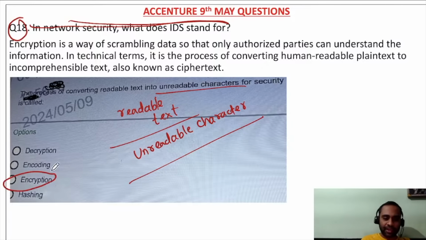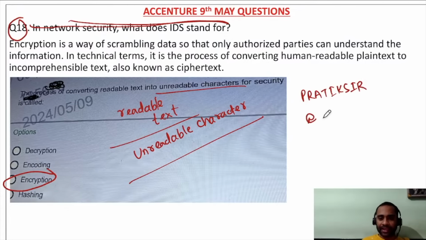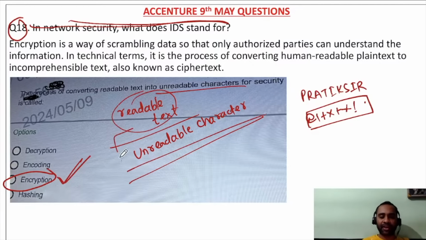encryption. So see, suppose the password is Pratik sir, then what they will do is encrypt it with some symbols so that you will not be able to read it. So that is called encryption, and that readable text is converted to unreadable characters, right?